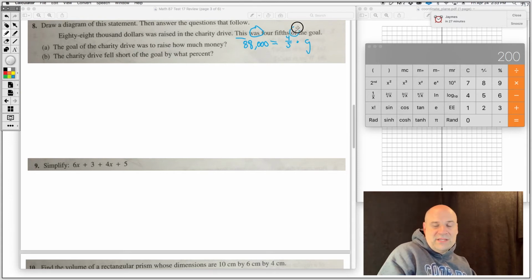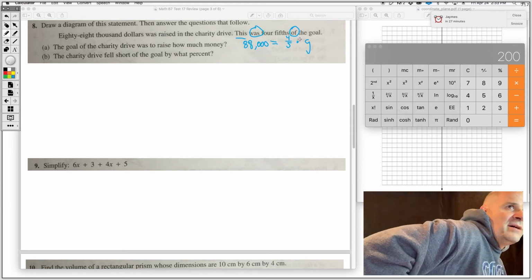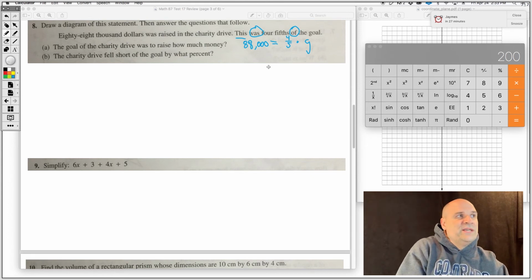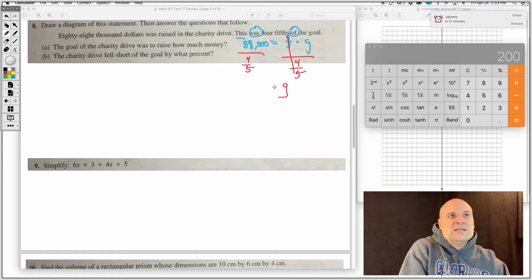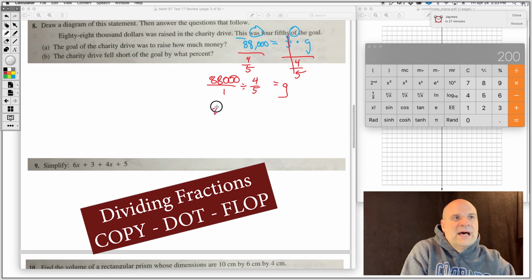So of means multiplication. Goal is our variable. The goal of the charity drive was to raise how much money? Okay, so now we can solve for G. How do we solve for G? We have to get rid of that 4/5. That 4/5 is being multiplied, so divide it. Whatever you do to one side, do to the other. So your G is 88,000 divided by 4/5. Well, how do you divide fractions? Copy dot flop. 88,000 times 5/4 equals G.